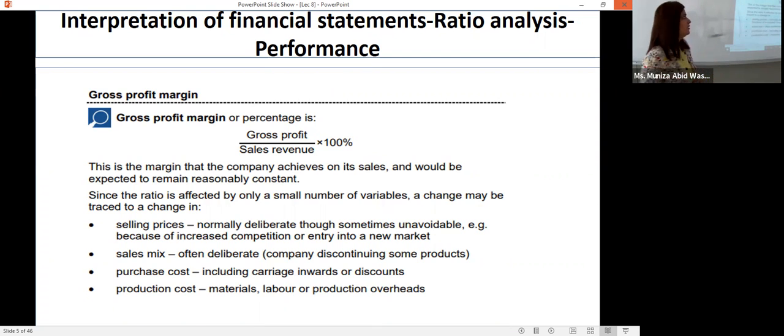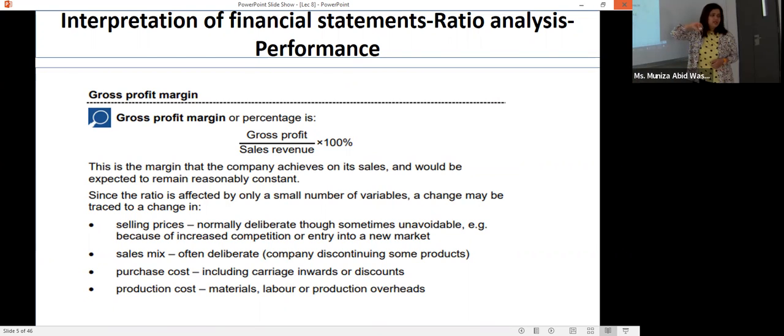So the first ratio under the performance is gross profit margin. The formula of the gross profit margin is gross profit divided by sales revenue. What is gross profit, students? Gross profit is sales revenue minus cost of goods sold. Very good. So gross profit margin tells you the relationship of gross profit to the total sales revenue of the organization.